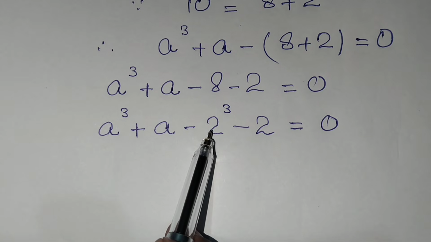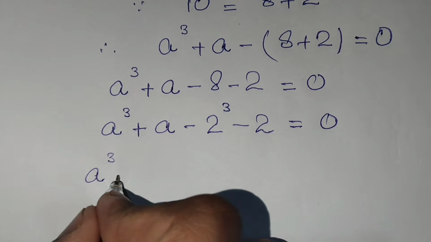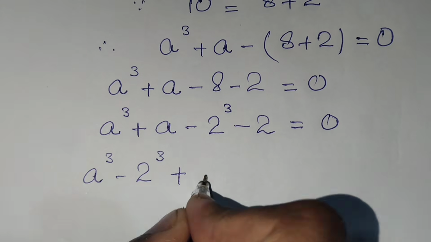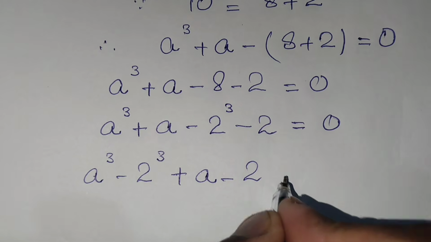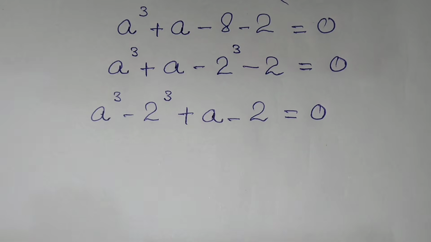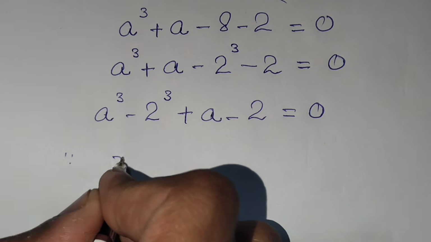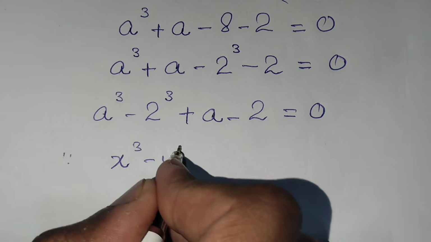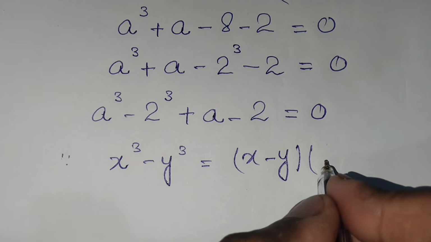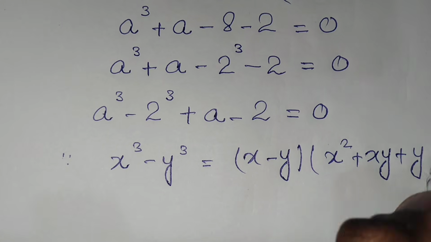Now we will group together a cube minus 2 cube plus a minus 2 is equal to 0. As we know the formula, x cube minus y cube is equal to x minus y, x square plus xy plus y square.